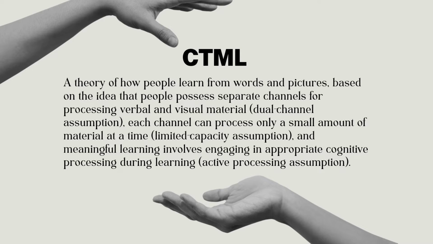The actual definition given in the article says that it's a theory of how people learn from words and pictures based on the idea that people possess separate channels for processing verbal and visual material. Each channel can process only a small amount of material at a time, and meaningful learning involves engaging in appropriate cognitive processing during learning.